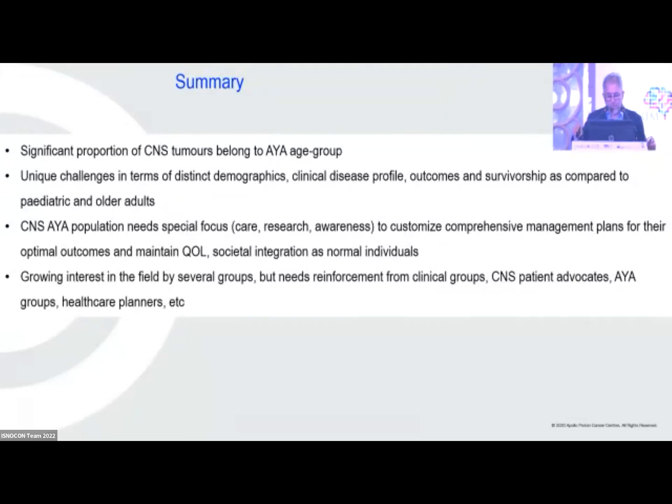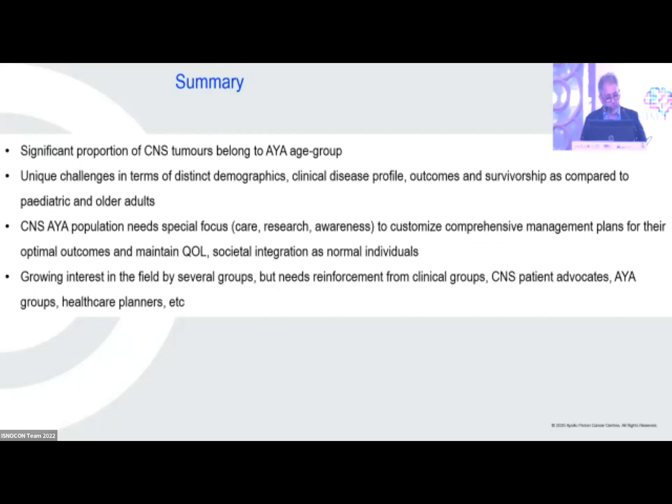So, summarizing, a significant proportion of CNS tumors belong to the AYA group, who present with unique challenges in terms of distinct demographic, disease profile, pathological and molecular profile, as you just heard, but very importantly, the outcome and survivorship are very distinct from pediatric and older adults. They definitely need special focus in terms of care, research, and awareness, to customize and personalize comprehensive management plans for their optimal outcomes, to maintain quality of life and societal integration as normal individuals.